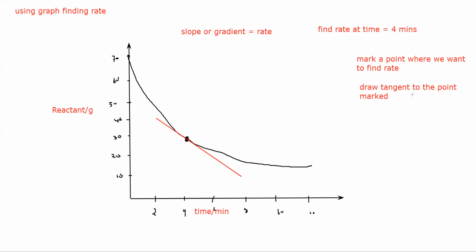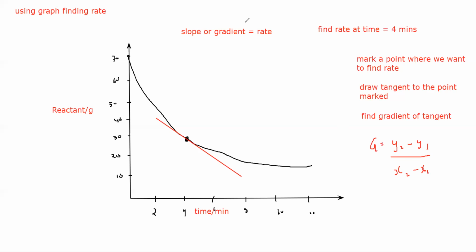So first we mark a point where we want to find the rate, then we draw the tangent to the point which we marked, and then we find the gradient of the tangent. What is the formula to find the gradient? The formula to find the gradient is y2 minus y1 over x2 minus x1. So what is y2 and y1, and what are x2 and x1?